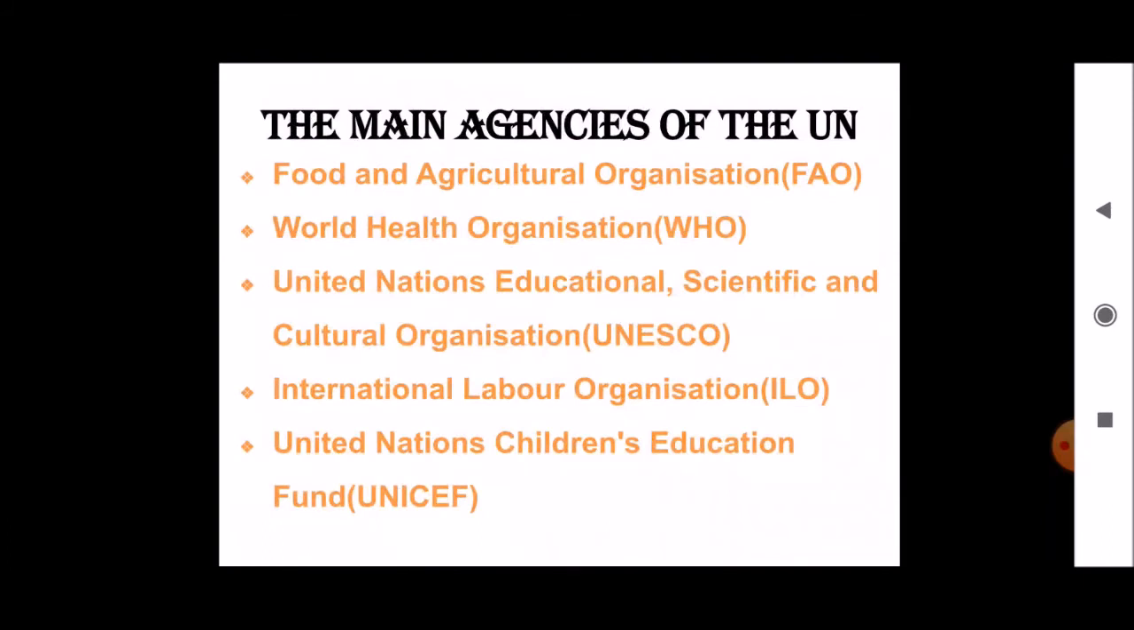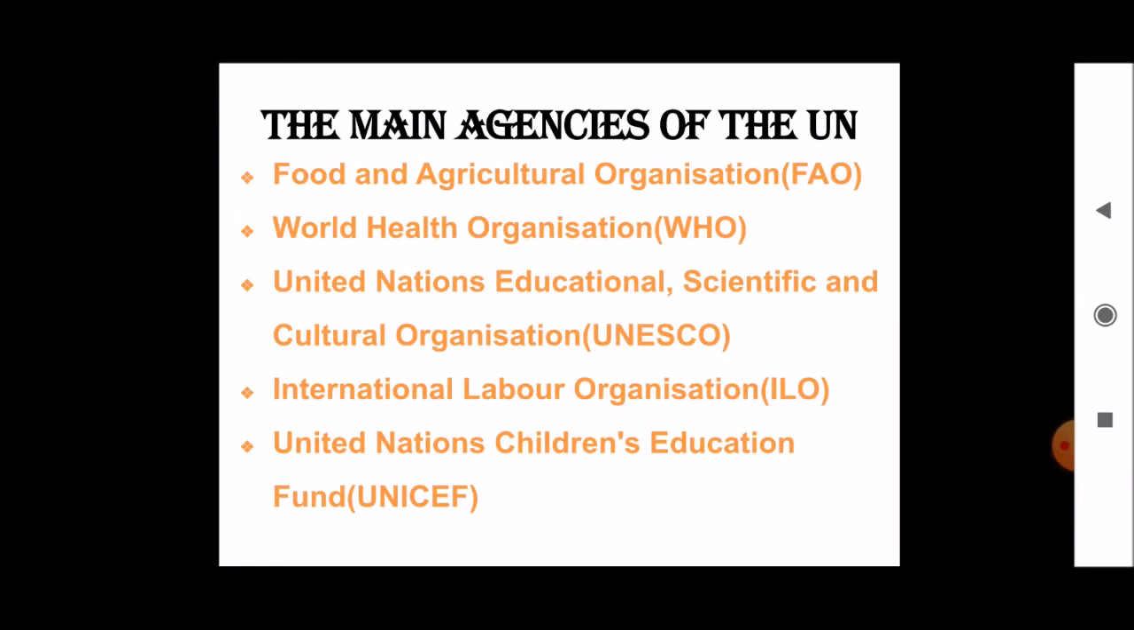Now let us see the main agencies of the UN. There are 5 listed over here. The UN is involved in a range of development work across the world. For this purpose, it has specialized agencies to work upon them. The first one is Food and Agricultural Organization, that is said to be FAO. World Health Organization, WHO. United Nations Educational, Scientific and Cultural Organization, that is UNESCO. International Labour Organization, that is ILO. United Nations Children's Education Fund, it can also be said to be Emergency Fund, that is UNICEF.